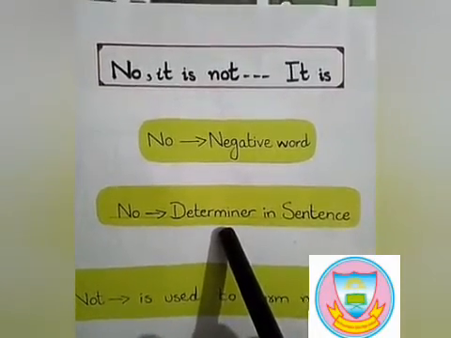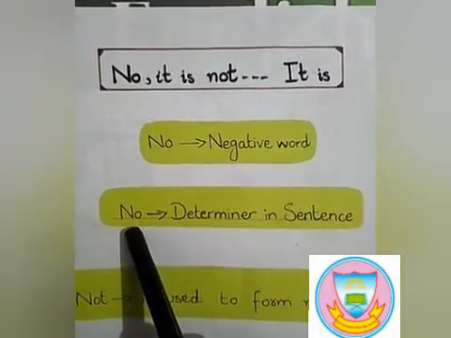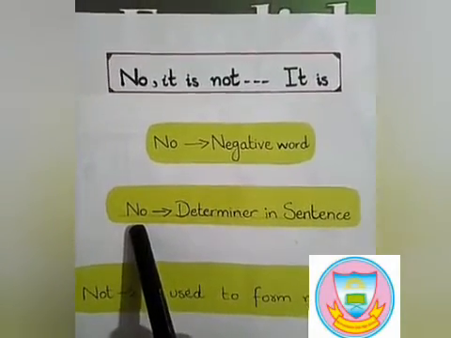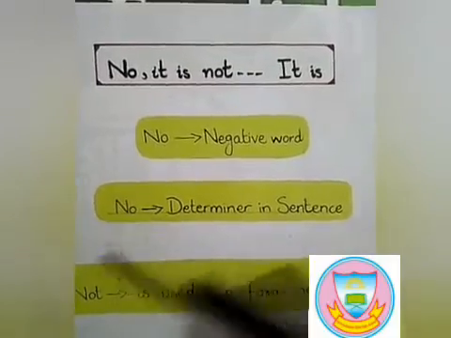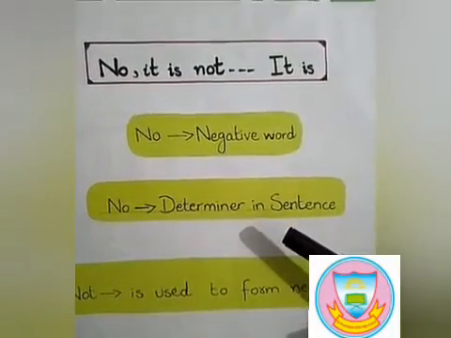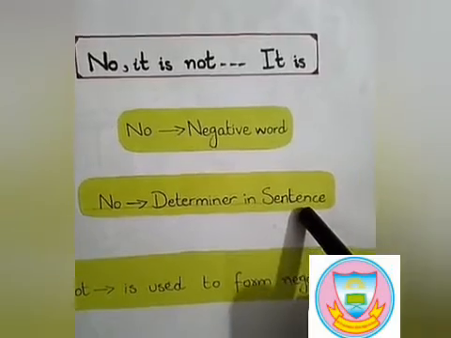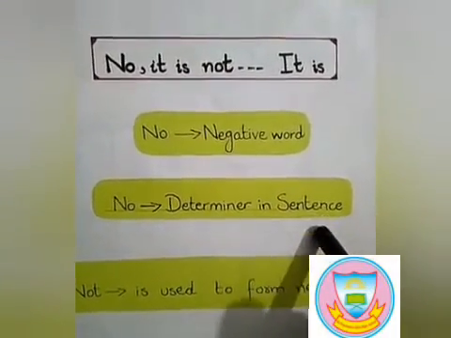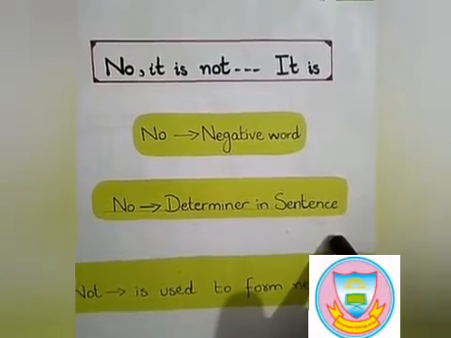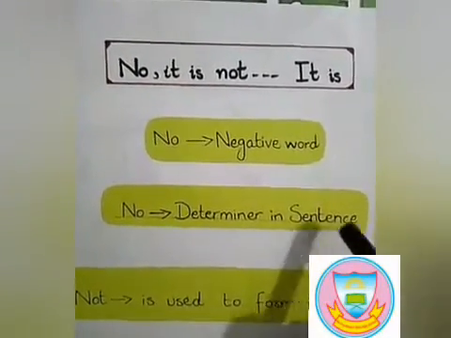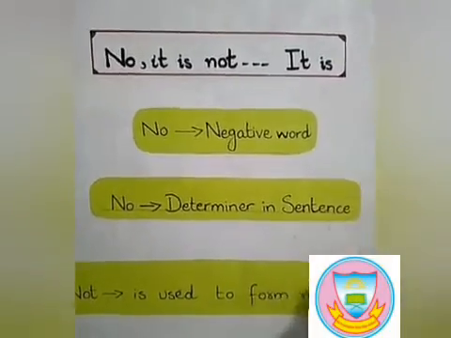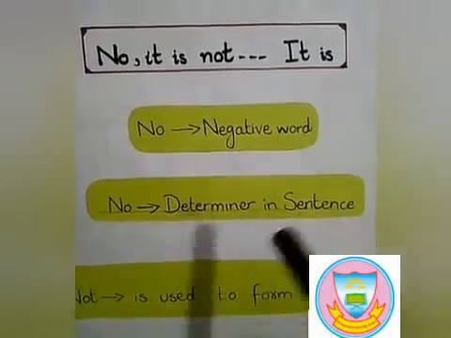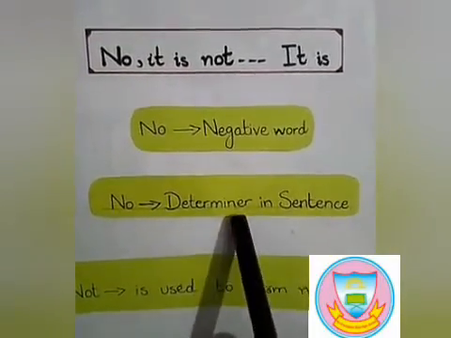Determiner means "no" shows quantity. "No" is used to define quantity, which is 0. When we try to say there is no quantity, then we use "no". As an example, I say, "I have no money." "No money" means I have 0 money. Another example of "no" is "There is no sugar in the jar," which shows there is 0 sugar in the jar. So, we see "no" is also used as a determiner.